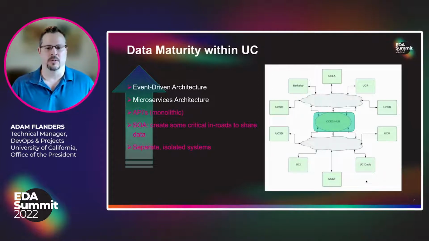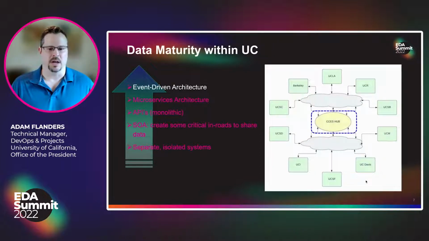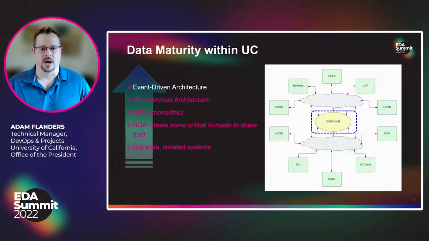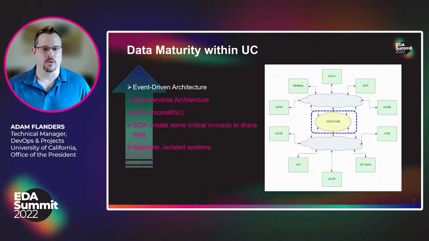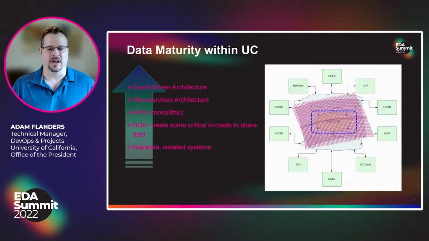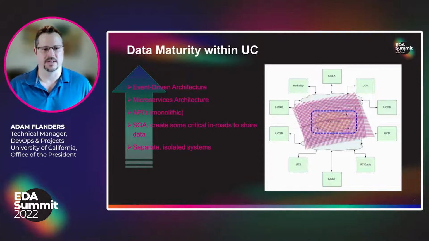So in order to move the needle on decoupling these services, and to better enhance troubleshooting and the data streams, the hub team at UC then re-architected to a microservices architecture. And then of course, recently we've deployed an event-driven architecture, which I'll talk more about in just a few minutes.